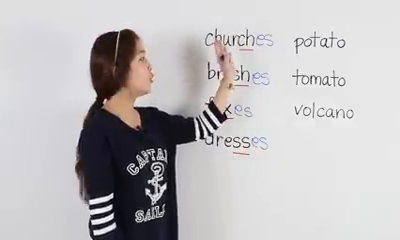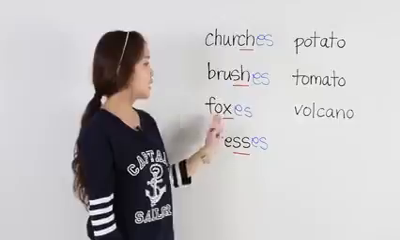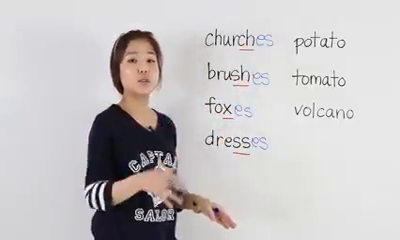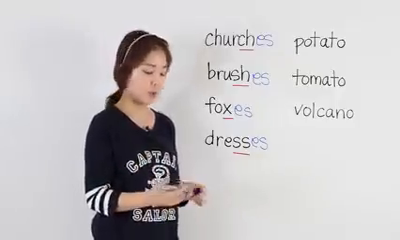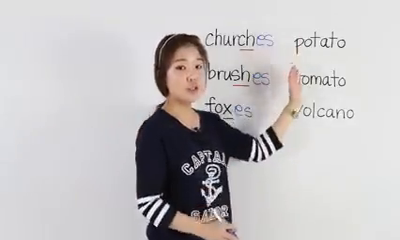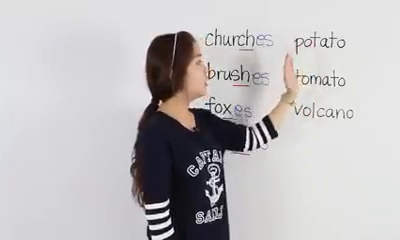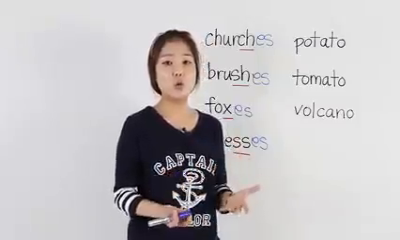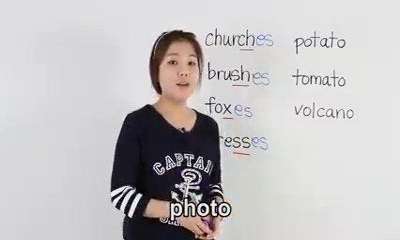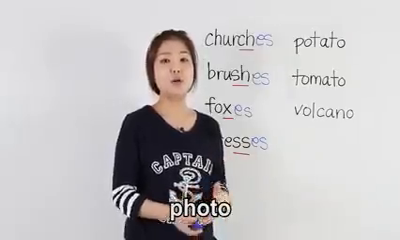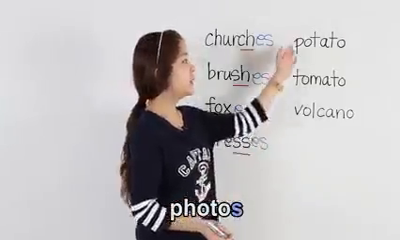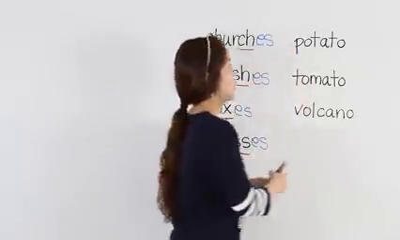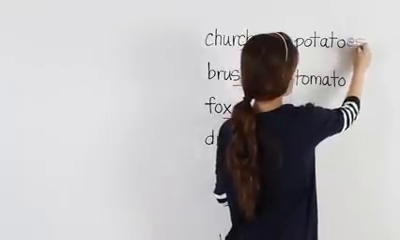Okay, so please don't forget ch, sh, x, and ss. We must put es at the end. Most of the other nouns, we just add s. Okay, now we have some special nouns on this side: potato, tomato, volcano. Now, most nouns that end in o, like photo, all we have to do is add an s to make it plural, photos. Okay, but these are special because we actually have to put es at the end to make them plural.